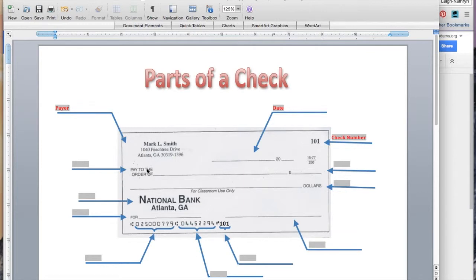Next line down under the payer's information. It says pay to the order of. What are we going to put here? We're going to write who or the company name that we are writing this check to. So if this is the payer, this is the payee, the person getting paid. So we're going to write their full name here. At the end of the line, you'll notice there's a dollar sign and another line. This is where we write out the check amount in numbers.